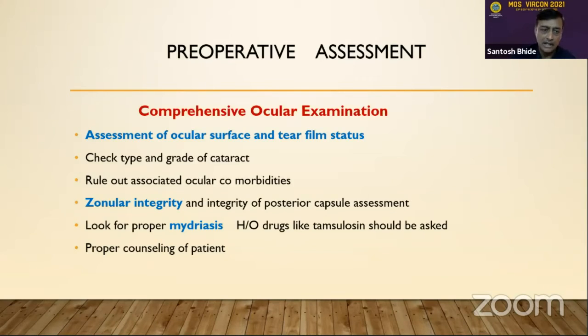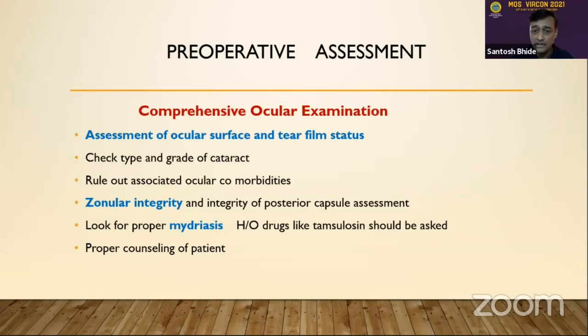Check for the grade and type of cataract so that we can plan the surgery accordingly. Rule out any associated ocular comorbidities. Check for zonular integrity and integrity of the posterior capsule preoperatively. Another important point is to watch for proper mydriasis. During examination, if we come to know that a particular pupil is not dilating in a patient, then one has to be very cautious and we have to plan surgery accordingly.